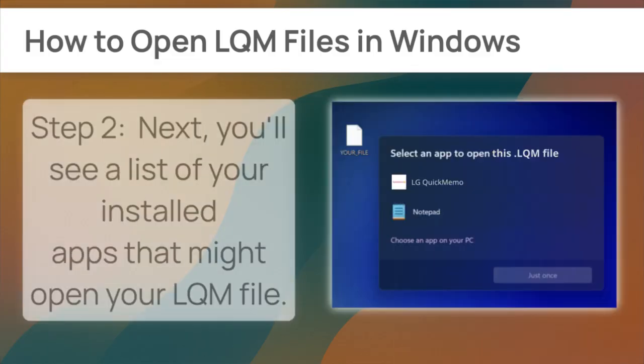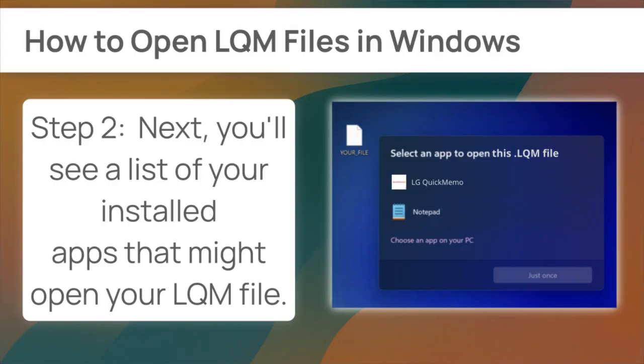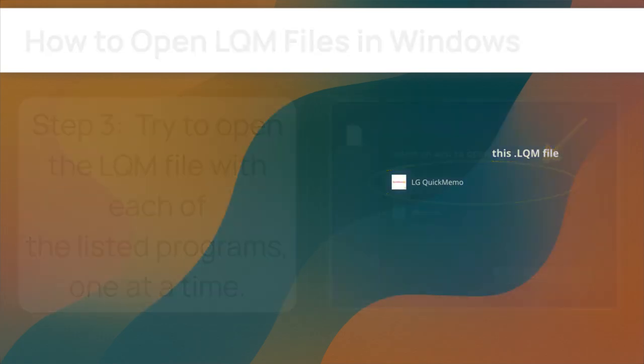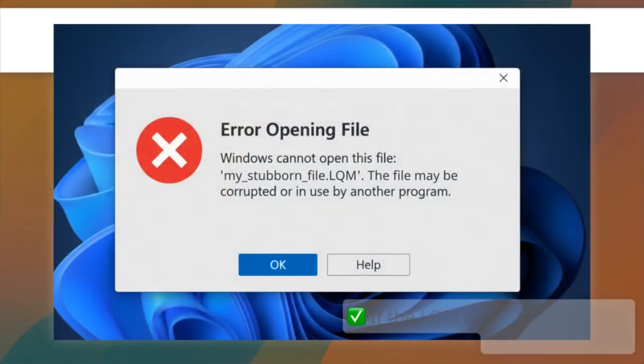Go to your LQM file, right-click, and select Open With. Use LG QuickMemo first if it is installed. If not, start testing other options until one successfully reads the file. The LQM file is more stubborn than we thought.